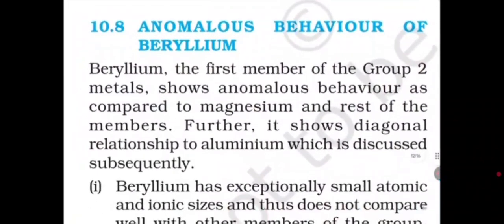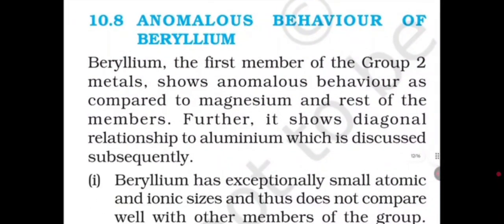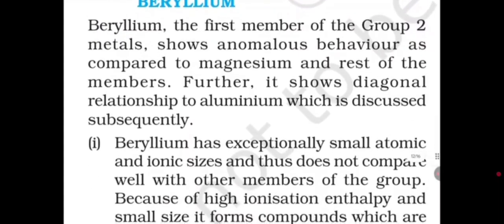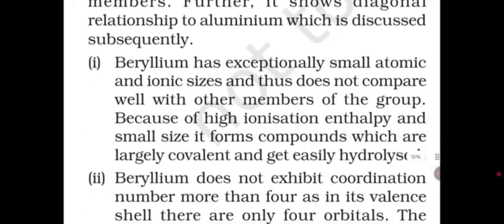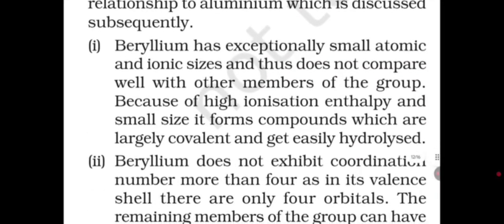Next topic is anomalous behavior of beryllium. Beryllium, the first member of group 2 metals, shows anomalous behavior as compared to magnesium and rest of the members. Further, it shows diagonal relationship to aluminum, which is discussed subsequently.